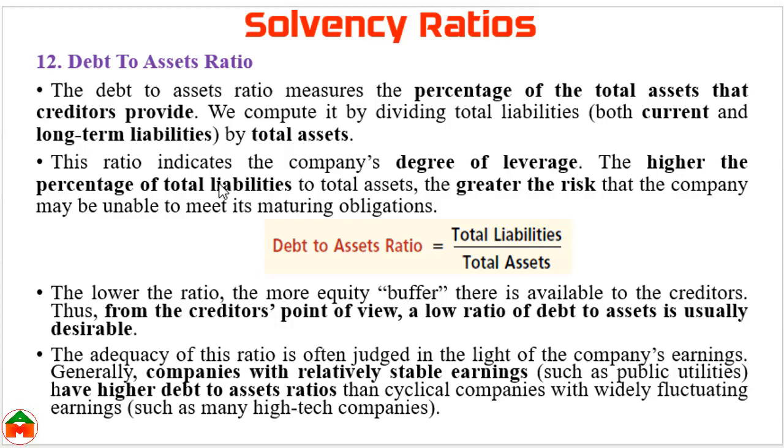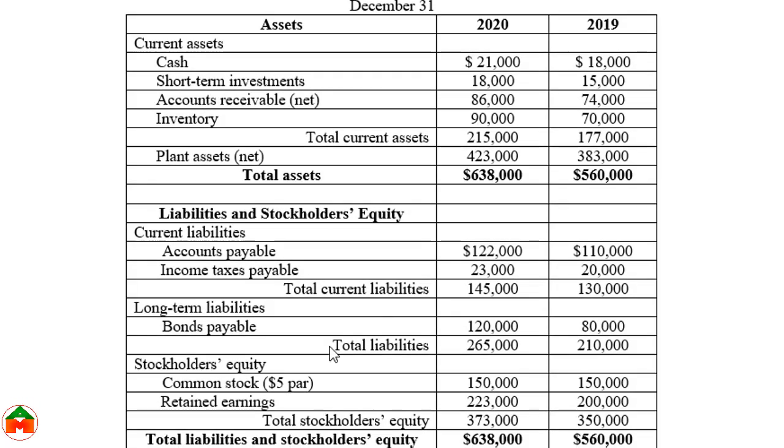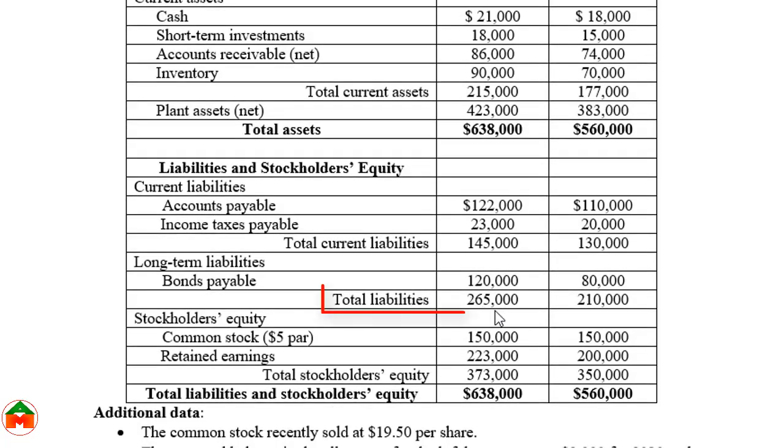The higher the amount of total liabilities, the higher the risk. But if a company has a stable earning, they can increase the degree of leverage or increase the debt. But from the creditor's point of view, a low ratio of debt to asset is usually desirable. The formula is debt to asset ratio equals total liabilities divided by total assets. From the problem we can see the total liabilities is 2,65,000 and the total asset is 6,38,000. What is the solution?